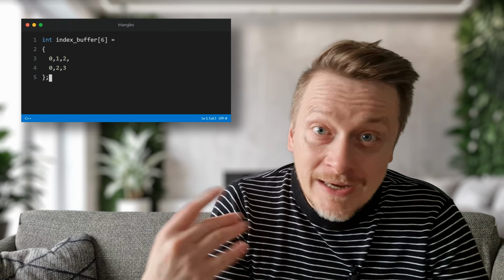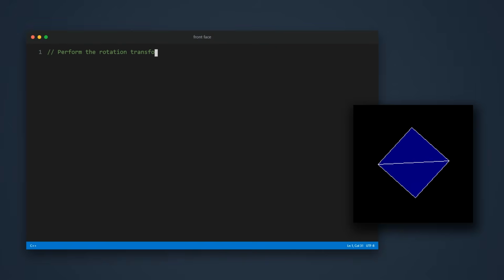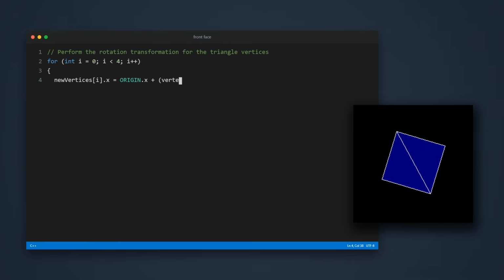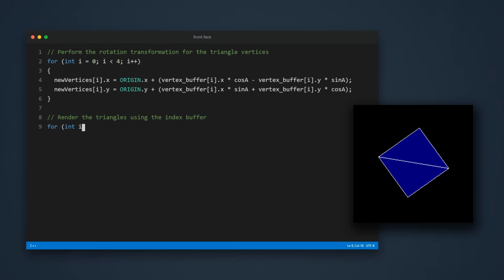Before we move on, let me change my square to use actual triangles. I will change the index buffer to accept groups of 3 vertices, where each group represents one triangle. Now I will draw a filled triangle with wireframe lines over it to see it clearly.